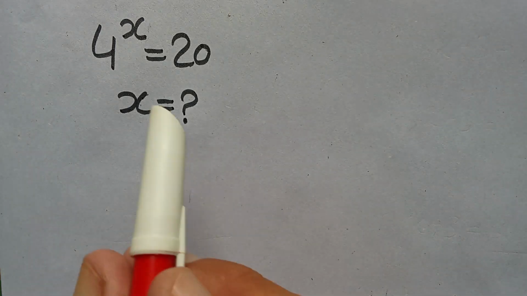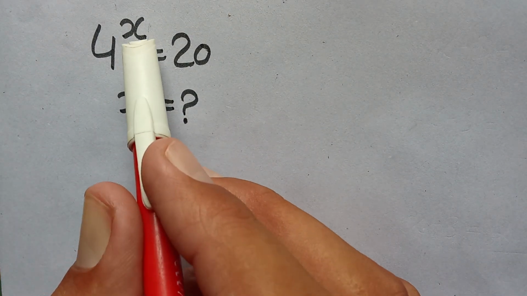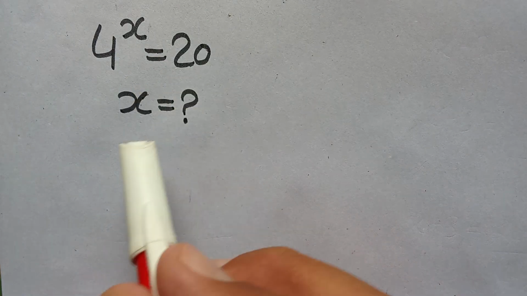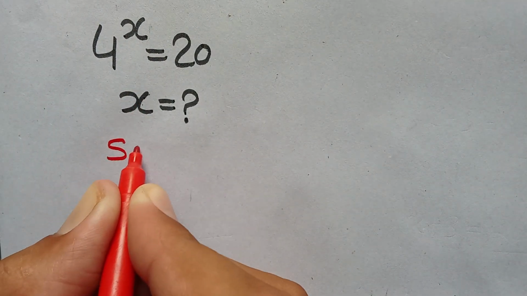In this video, let us solve for x. The question is 4 to the power of x is equal to 20. Let's start the solution together from here.